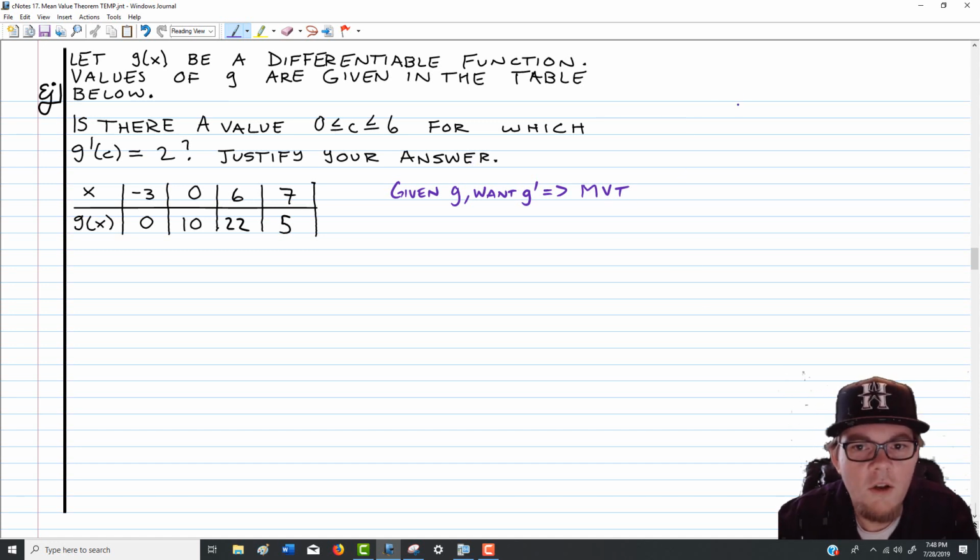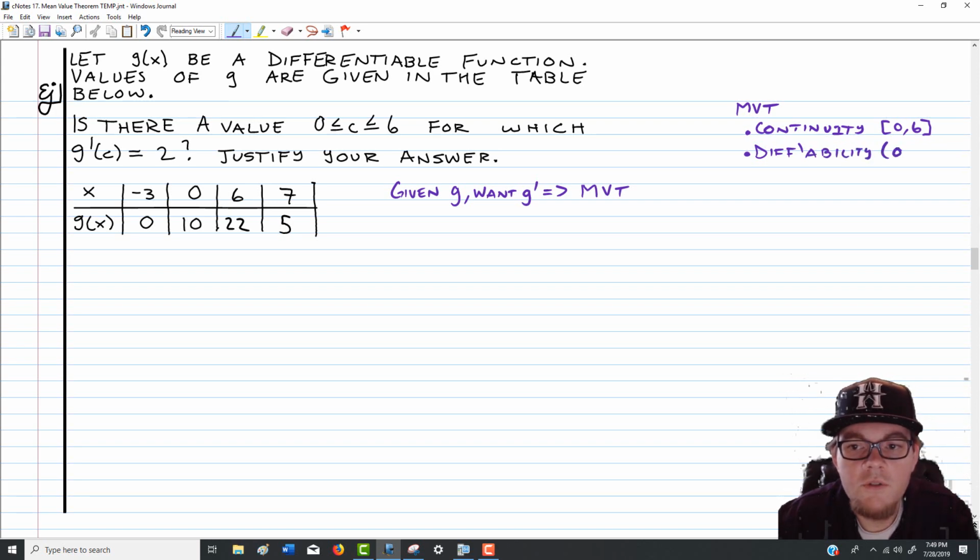And so with that in our mind, recall that there are two things that we need to verify in order to use the mean value theorem. We need to verify that we have continuity, and it's specifically continuity on the closed interval, which in our case would be the closed interval 0 to 6. And second, we need to guarantee that we have differentiability.